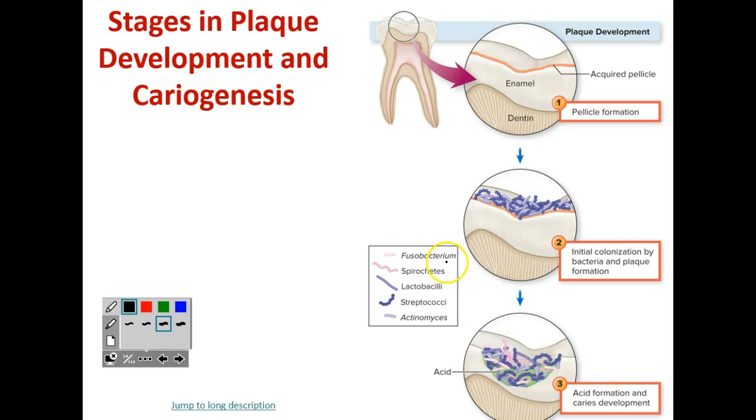And we have Fusobacterium. Look at the Fusobacterium. What is its morphology? You see the little pink one at the top? A rod. Same as bacilli. And then after the initial colonization by the bacteria and plaque formation, we have acid formation and caries development. The acid pictured in here is green.